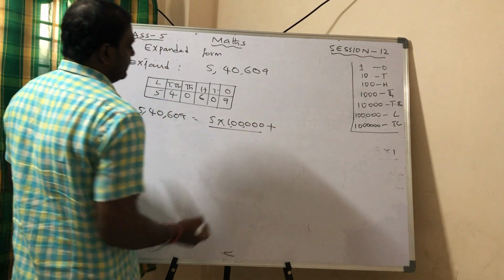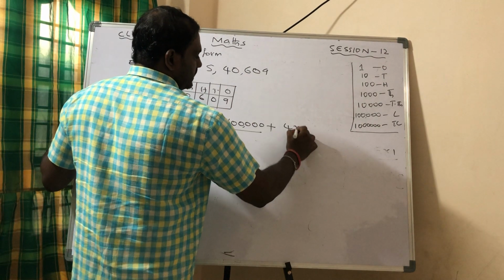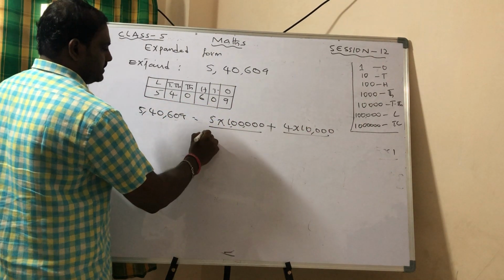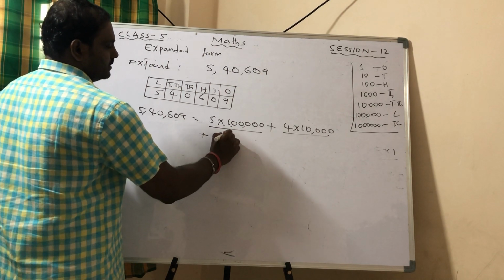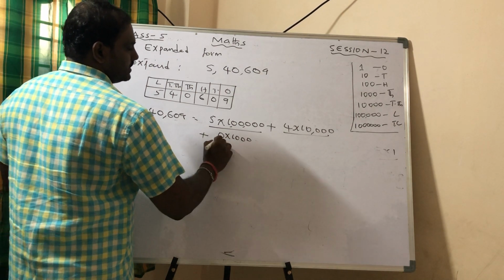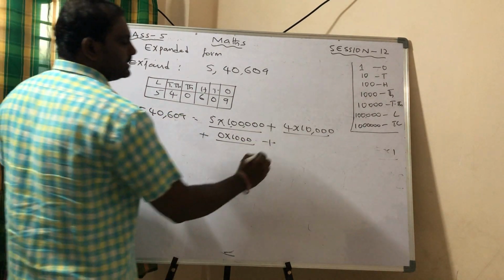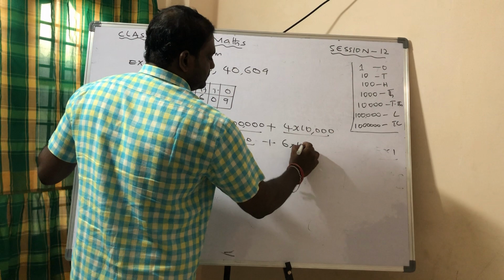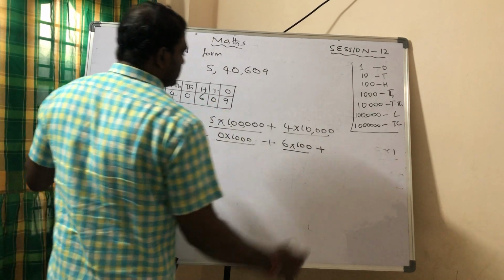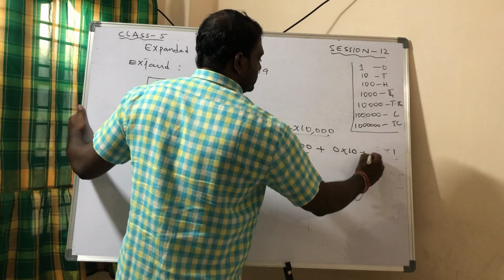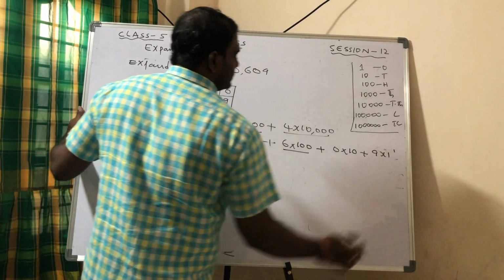Plus, underline, 4 into 10,000. Underline, plus 0 into 1000. So 0 is there now. Can we ignore it? No, no need to ignore. First you write 0 into 1000. Next 6 into 100. Next 0 into 10, plus 9 into 1. That's all.